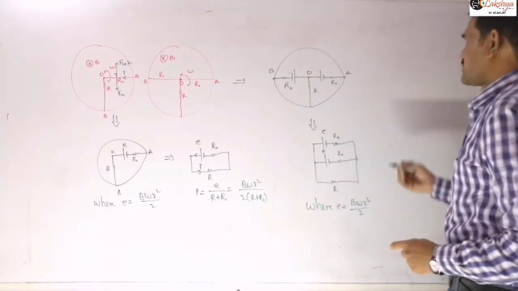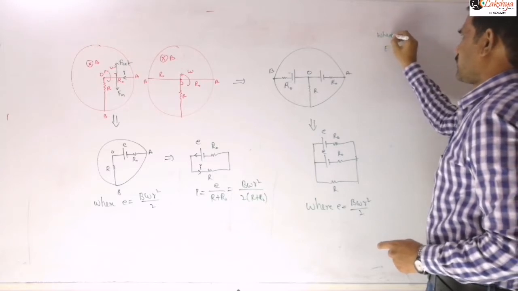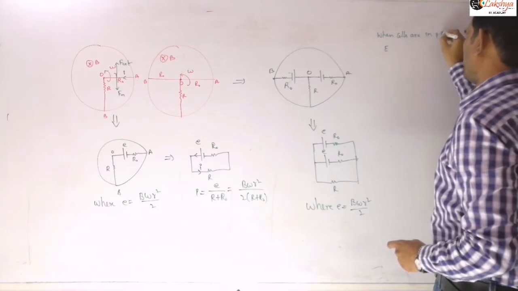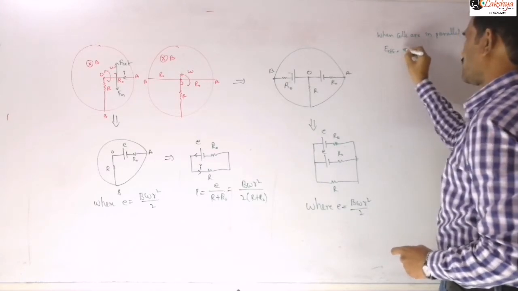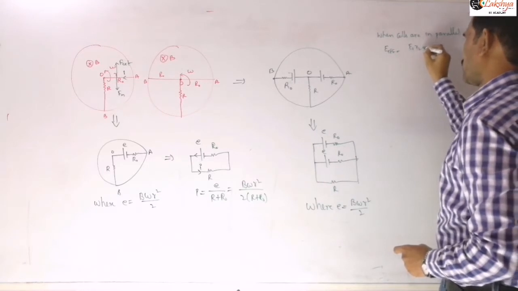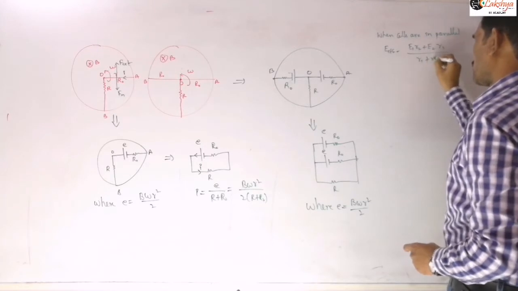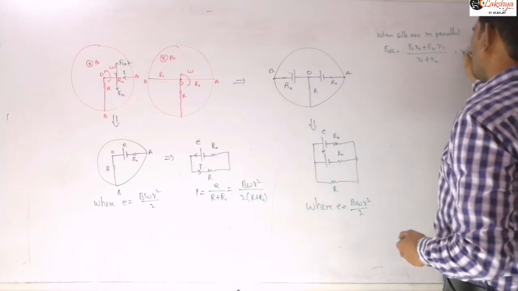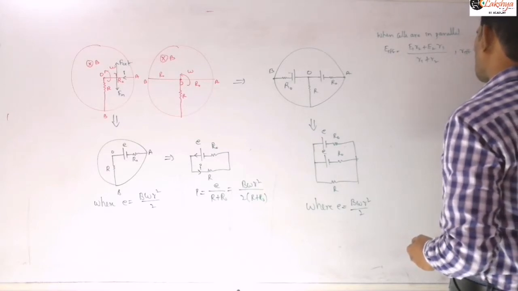And so now let us find this effective EMF here. When cells are in parallel, E effective, we know already this formula, (E1 R2 plus E2 R1) by (R1 plus R2), which we discussed already in our current electricity. And this R effective is given, when two cells are in parallel, by R1 R2 by R1 plus R2.